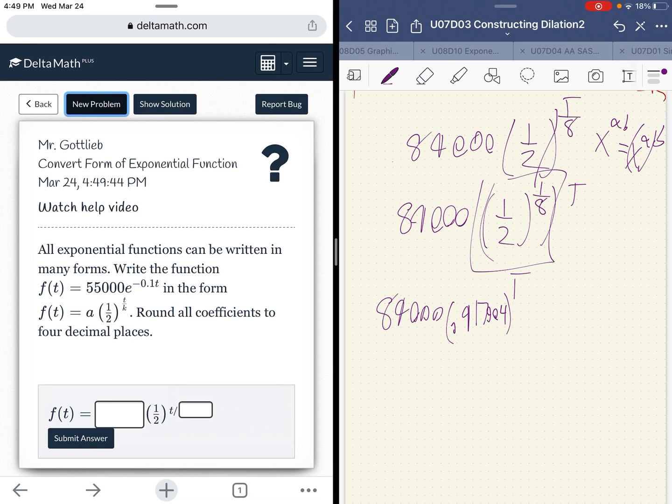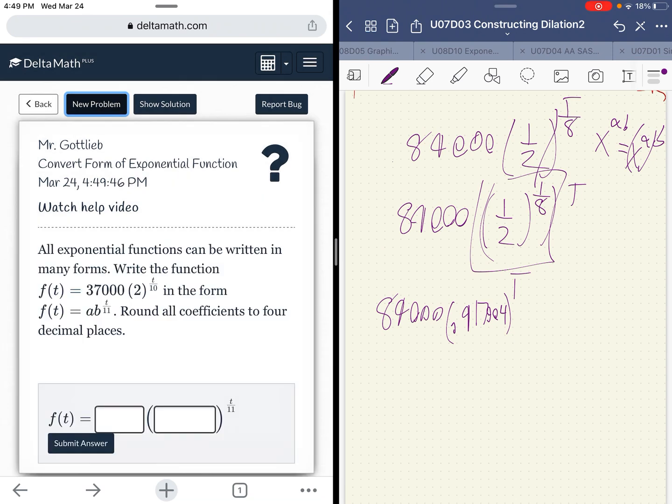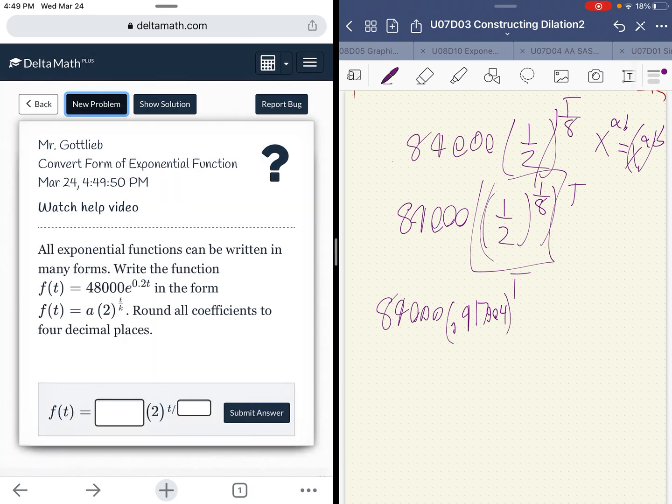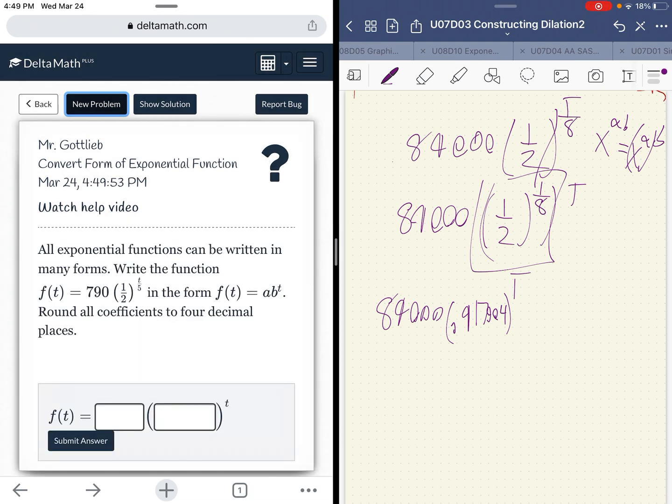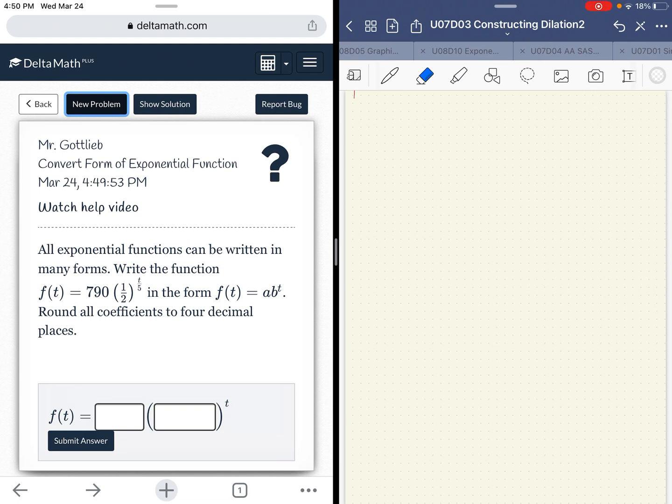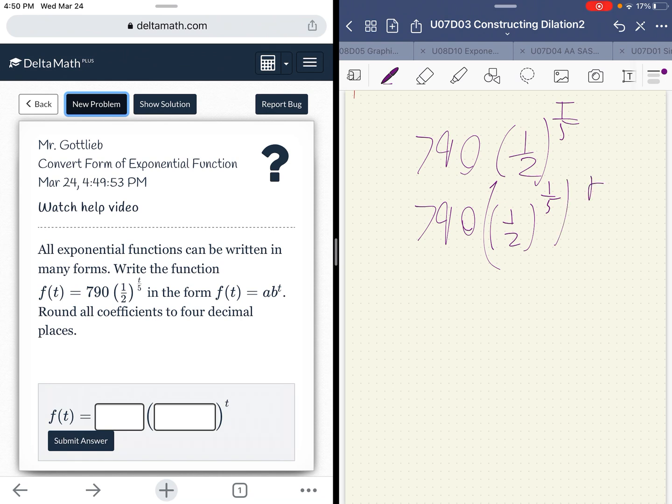So looking for that in here now. Okay, so this one wants it without a fraction. So this is more what I was looking for. So 790 times 1/2 to the t over 5. So we're going to use the same rule we did a moment ago, which is to rewrite this as 1/2 to the power of 1 over 5 to the t. And we're just going to simplify this expression, and then there will no longer be a denominator in our exponent.